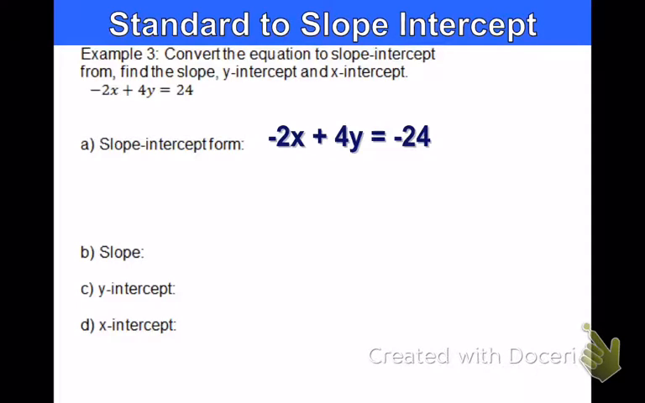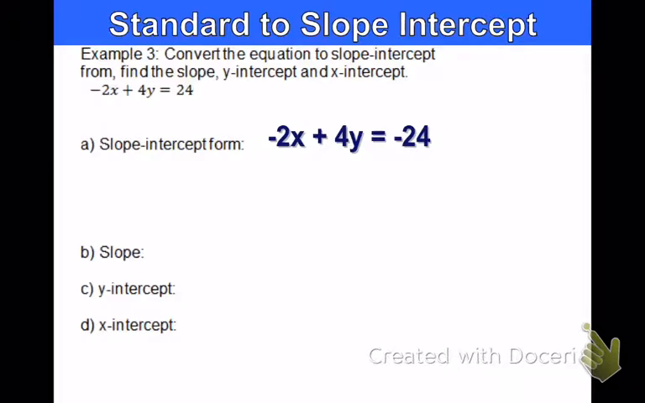This last example, I'm going to do the same thing, but I'm changing the instructions a little bit. I'm going to be asked to convert the equation to slope-intercept form, which is switch it to the other form. I'm going to be identifying the slope, the y-intercept, and the x-intercept. So I'm going to identify all the parts to this. So start off by switching it around.